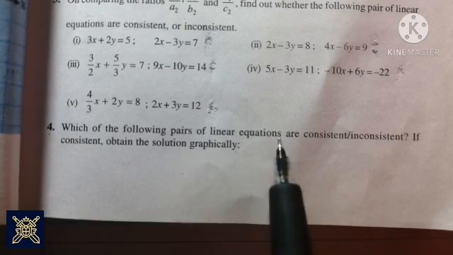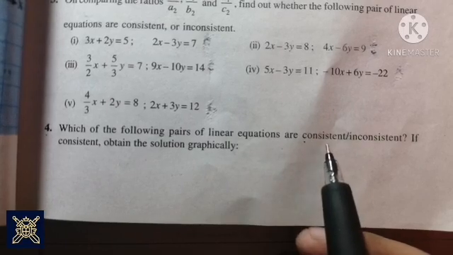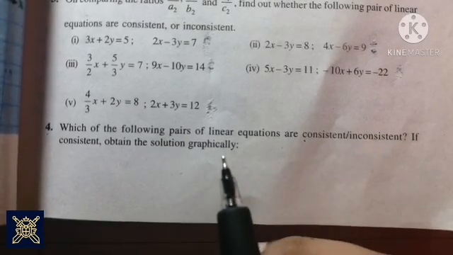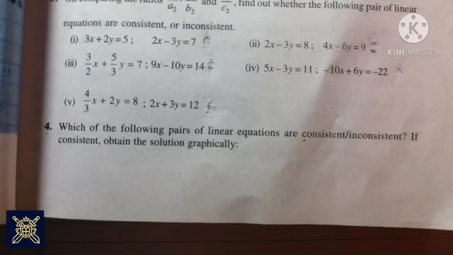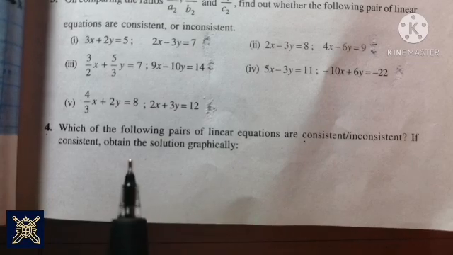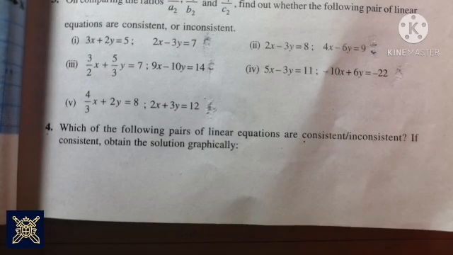So in this question, we have to check the ratios, and according to the ratios, we will find whether they are consistent or inconsistent. And if they are consistent, we have to make the graph. In this question, I will just tell you the coordinates or how the graph will look, and I won't be making the graph because it is very easy and I have told how to draw it in the first exercise. So let's start with the question.